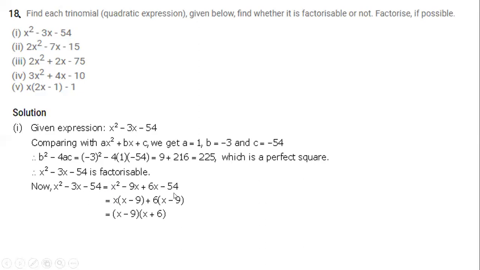So factorize this expression, and we all know how to factorize. We just split the b in two terms, such that the sum of those two terms must be minus 3 and the product is equal to minus 54. So our solution is x minus 9 into x plus 6.